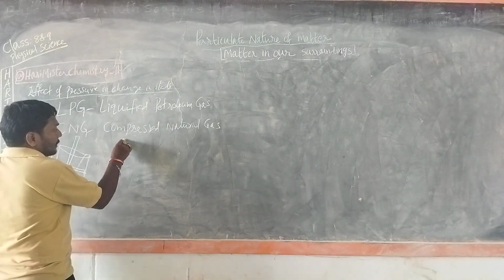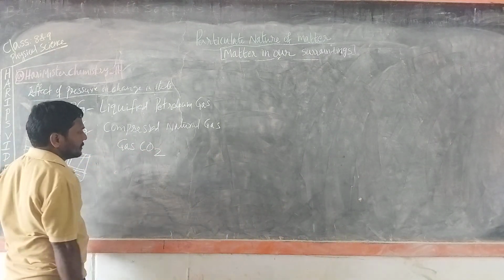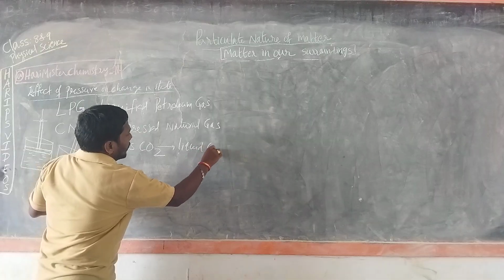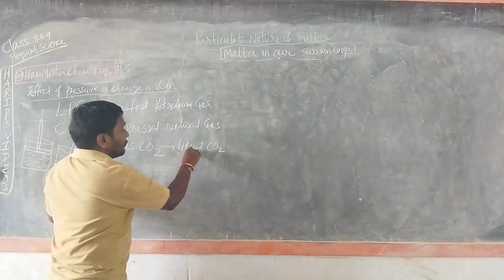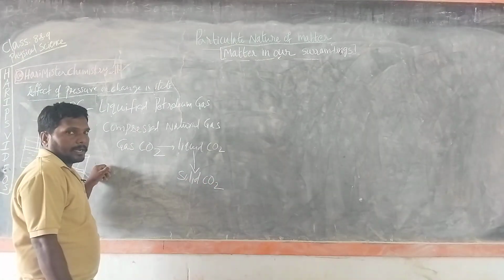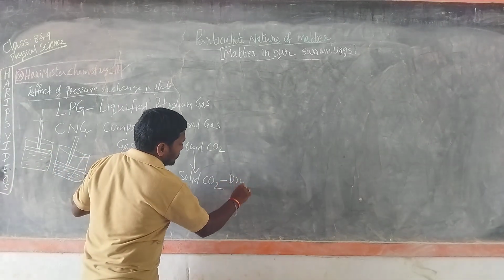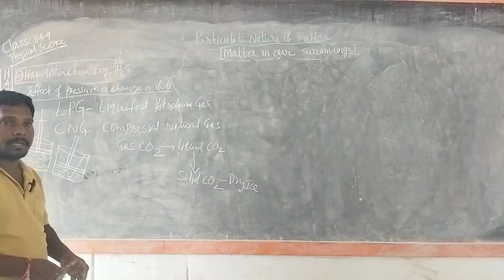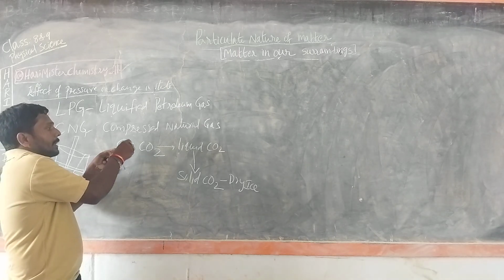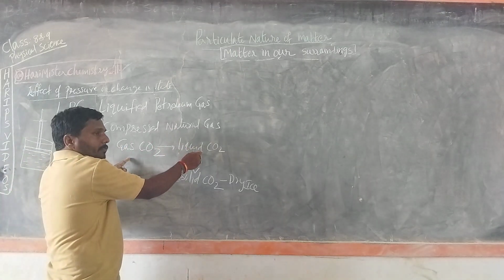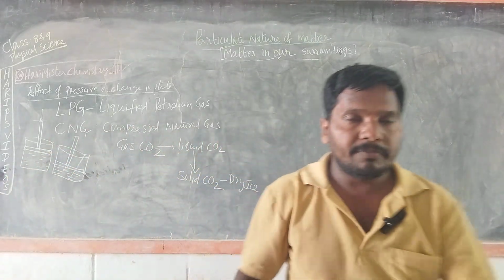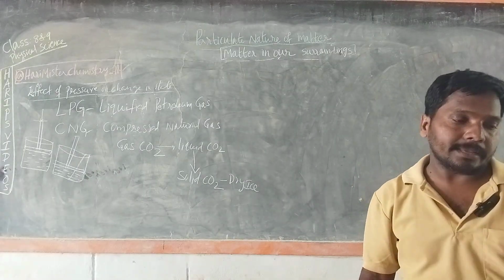Similarly, when we increase the pressure on gaseous carbon dioxide, it converts into liquid carbon dioxide. If we still increase the pressure, it converts into solid carbon dioxide, which is called dry ice. So by increasing the pressure, decreasing the temperature and decreasing the volume, gaseous carbon dioxide converts into liquid carbon dioxide, then again into solid carbon dioxide. That solid form is called dry ice.